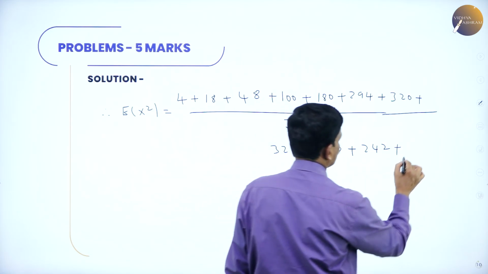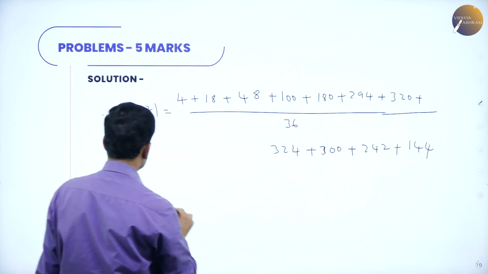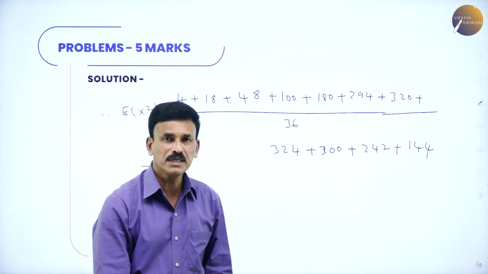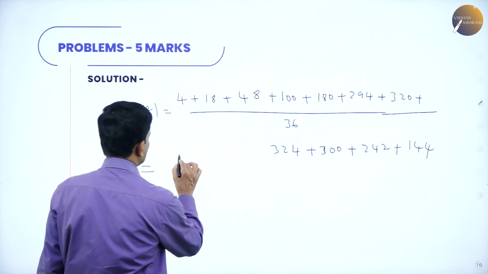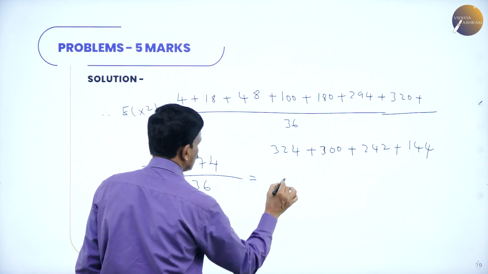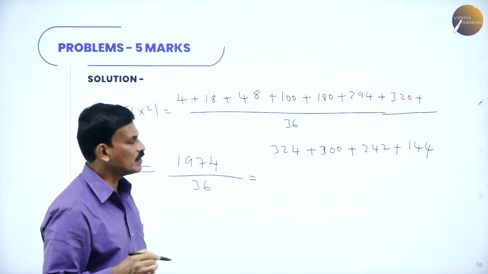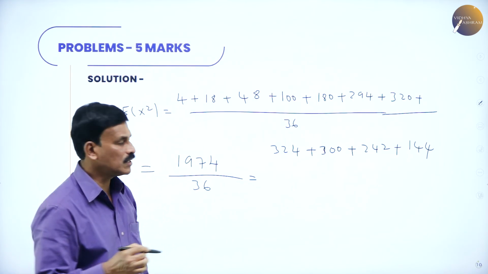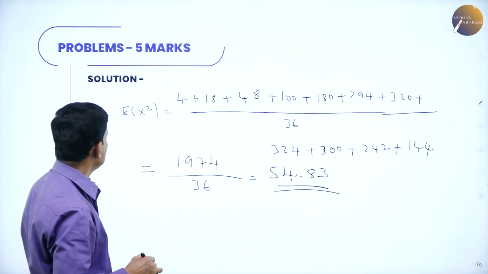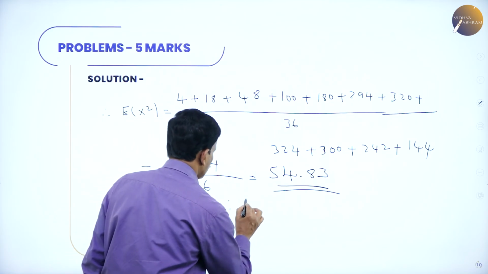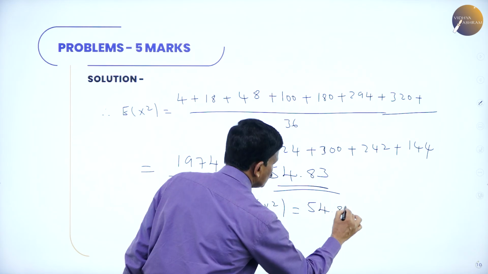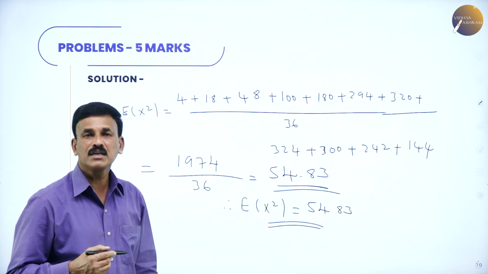Simplify this. If you add this, what is the answer we are going to get? Let me add. Yes, if you add this, you will get 1974 divided by 36. If you divide 1974 by 36, you will get approximately 54.83. Therefore E of x square is equal to 54.83. Now calculate the variance of x.